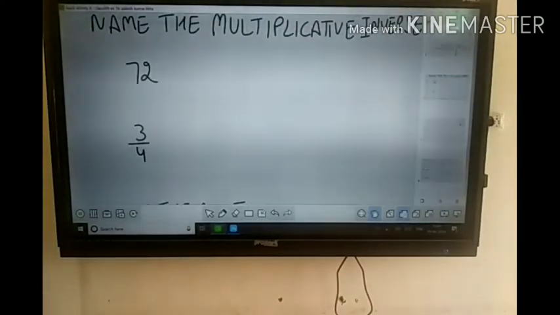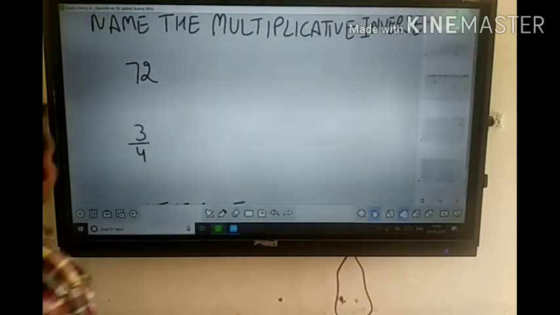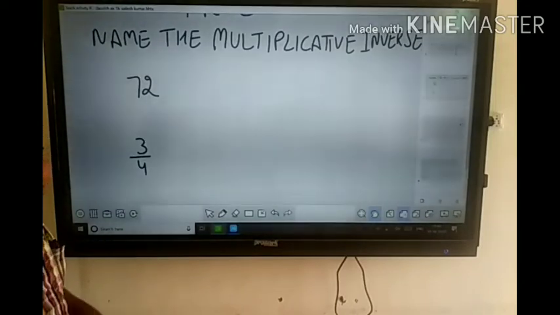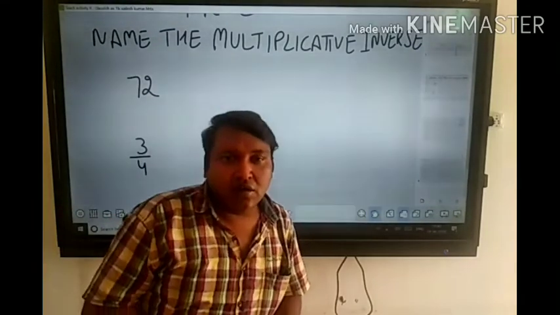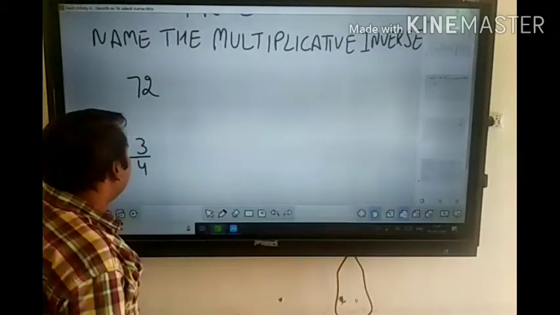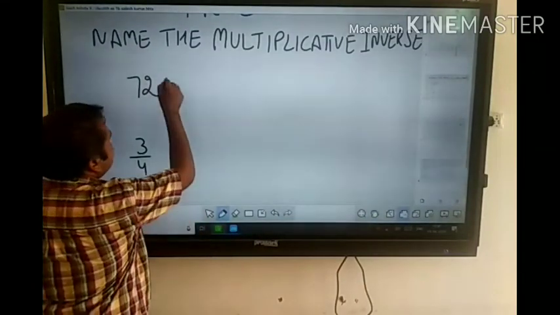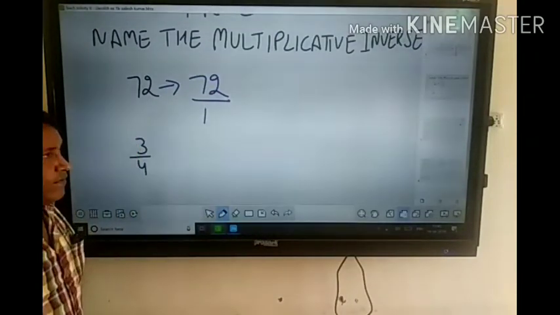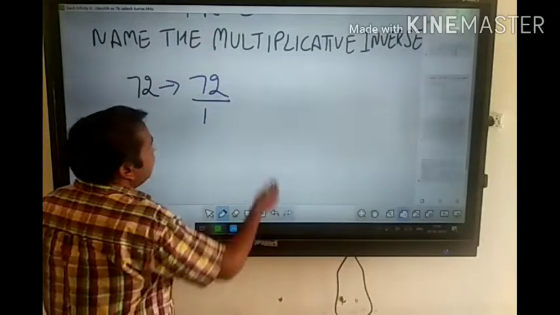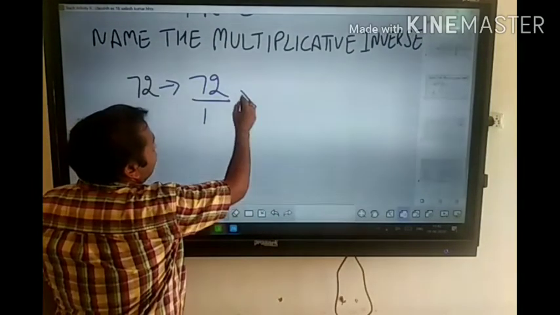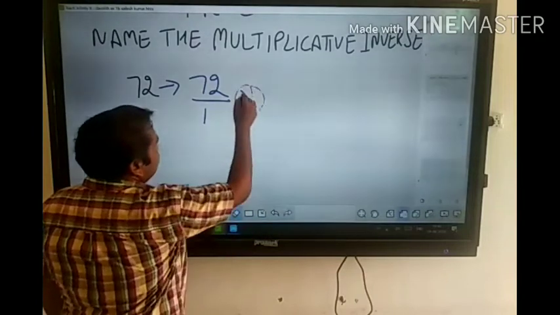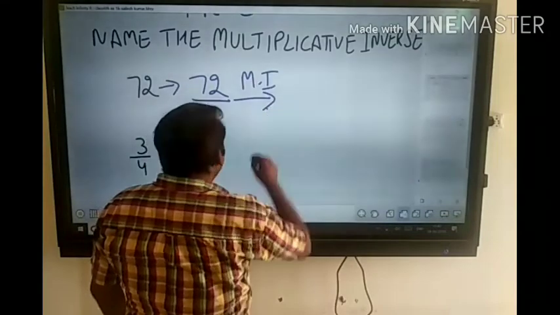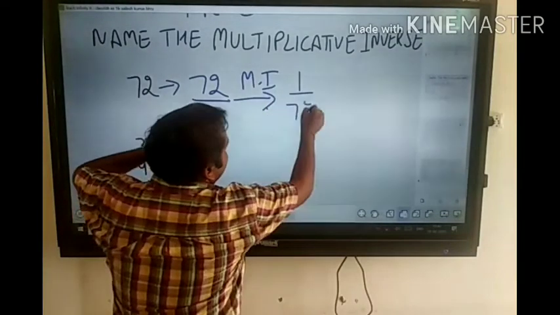Now we are going to find the multiplicative inverse. The multiplicative inverse is just formed by inverting the fraction. Just like this, it is given that it is 72. 72 can be written as 72 divided by 1 in the form of a fraction. So its multiplicative inverse will be 1 over 72.